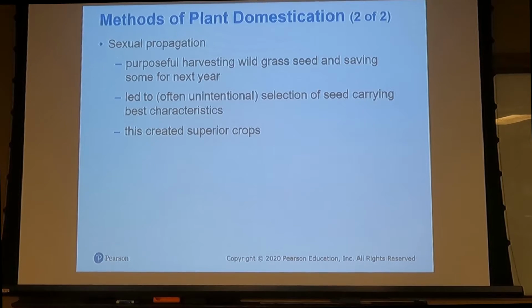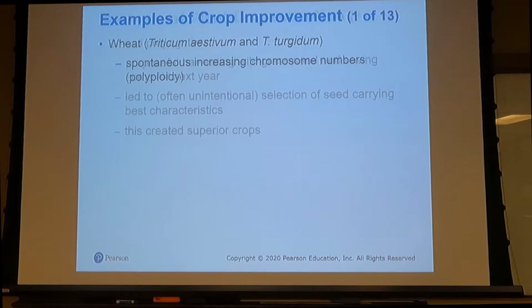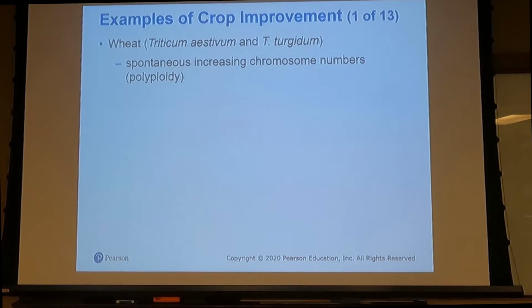We actually started the process of selection by picking the best plants with the best seeds so that we could have the greatest chance of survival. And that's how we had the superior crops that we have today. So one example of that is going to be wheat.